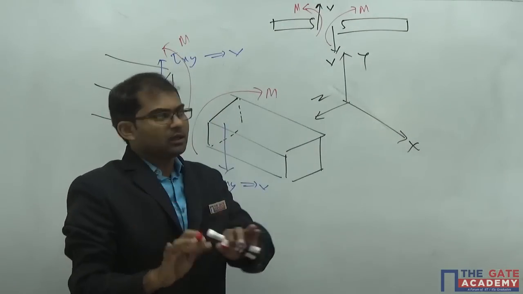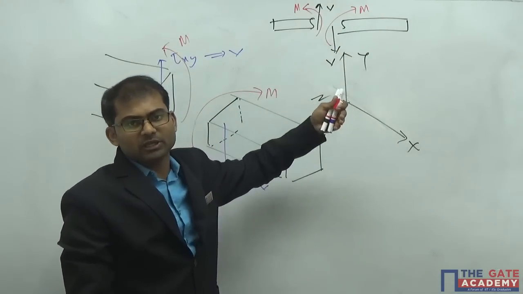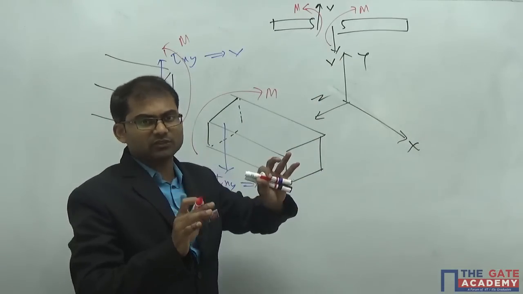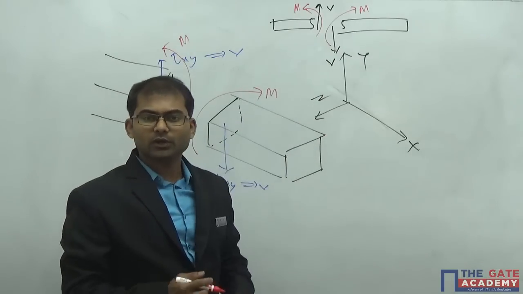So either you go by the left part or right part, you will get the same magnitude and the same sign for the shear force or bending moment. So to have a positive value of shear force, you have to go in this way here. This is how we are going to use the sign convention here.